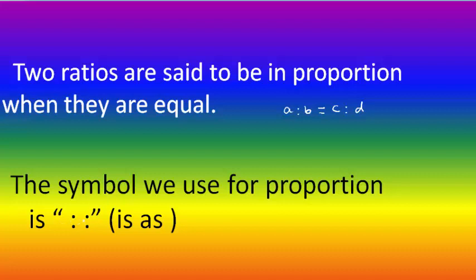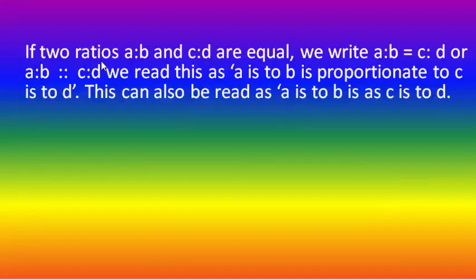is to. This is called as. If two ratios A is to B and C is to D are equal, we write A is to B equal to C is to D, or this can be written as A is to B is as C is to D.